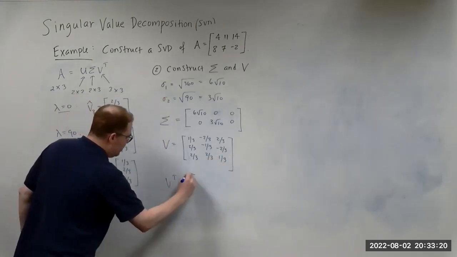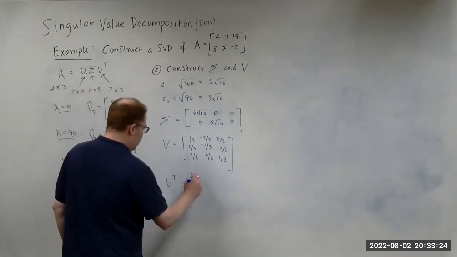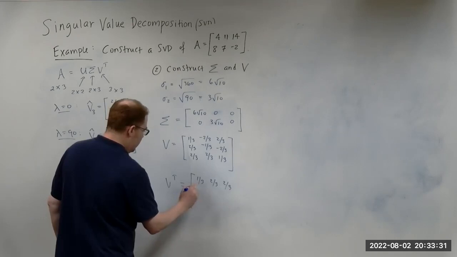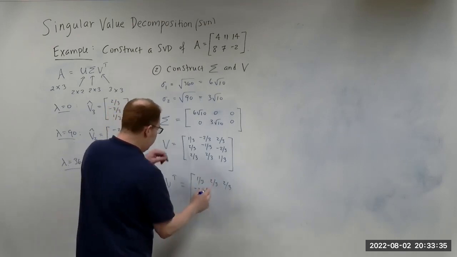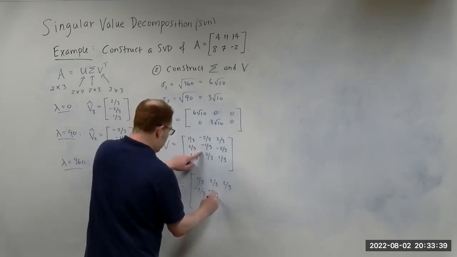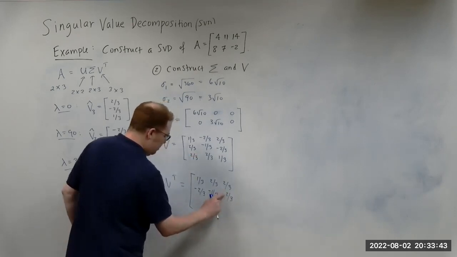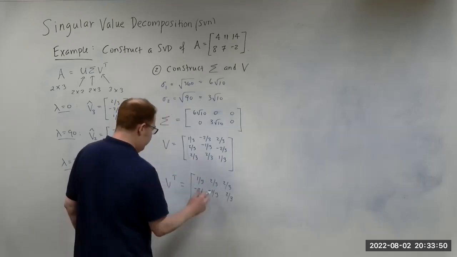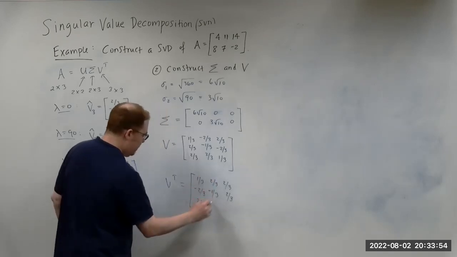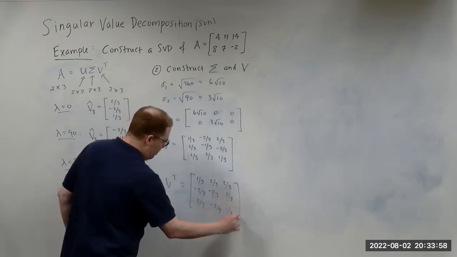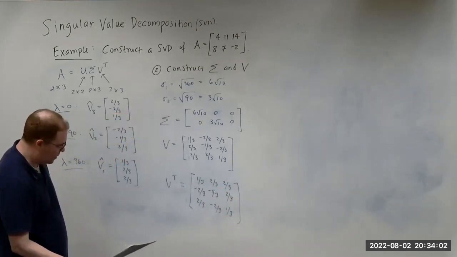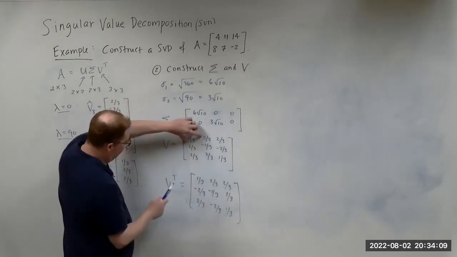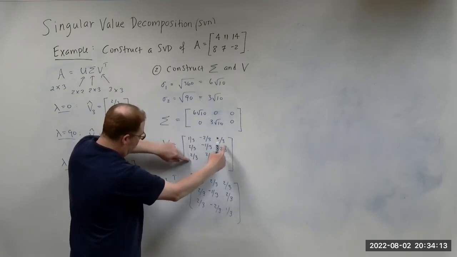And then we need V transpose, so we just take the transpose of that. It's going to be 1/3, 2/3, 2/3, then -2/3, -1/3, 2/3, and then 2/3, 2/3, 1/3. That should be it. Make sure I'm not messing up a sign here. Okay, everything looks good now. So the diagonals will be the same, and then these values switch around.